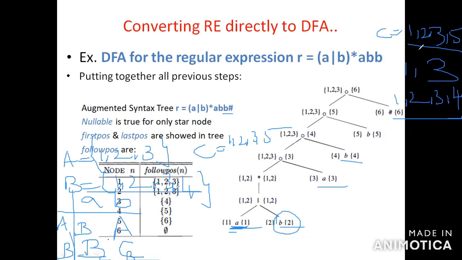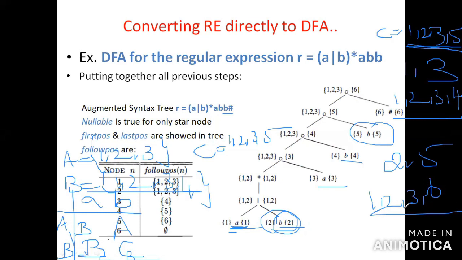Then you have to check for another thing. Out of 1, 2, 3, 5, what are the positions of input symbol B? One is 2 and another one is 5. So what is 2, comma 5? The follow position of 2 is 1, 2, 3. The follow position of 5 is 6. So 1, 2, 3, 6 is a new state. A is 1, 2, 3, B is 1, 2, 3, 4, C is 1, 2, 3, 5, so you can mark this as a new name, D. D is 1, 2, 3, 6. So C, comma B is D. So C on A and B is completed.